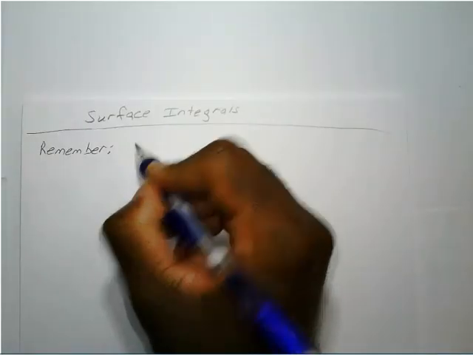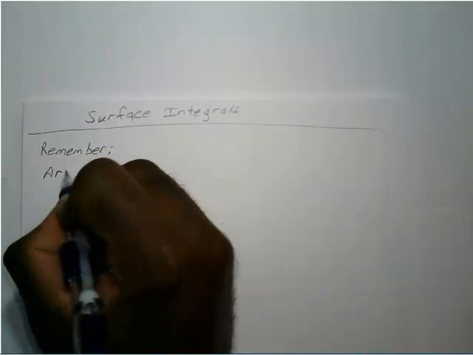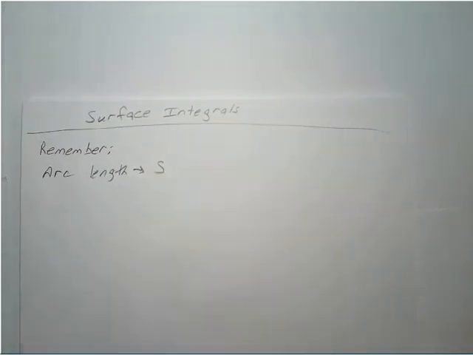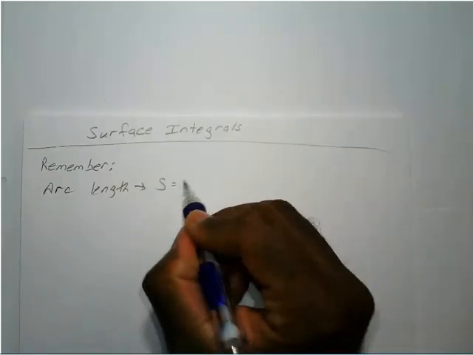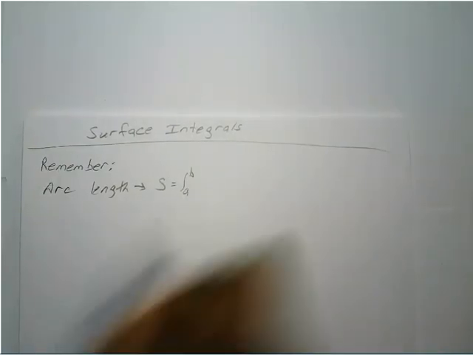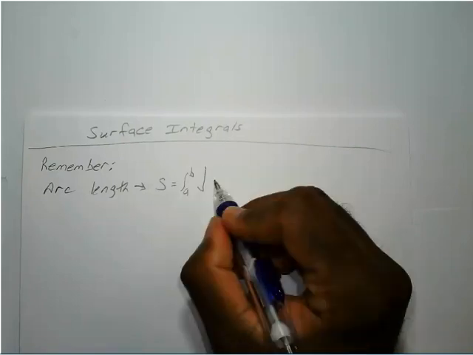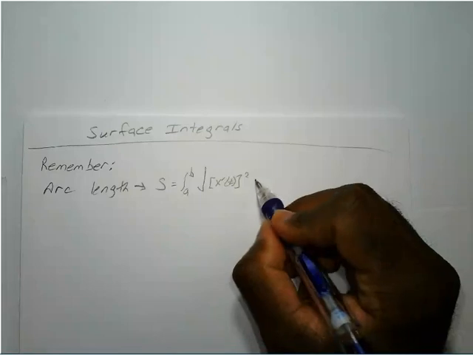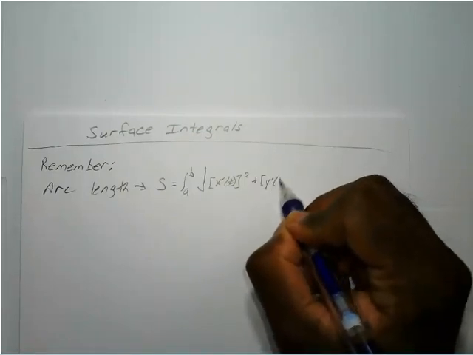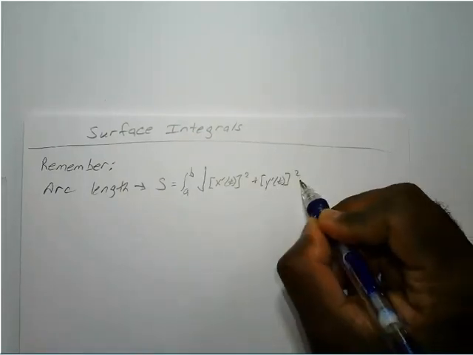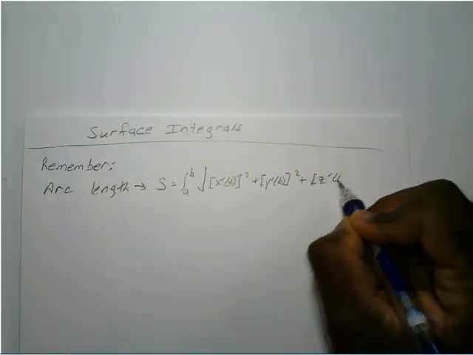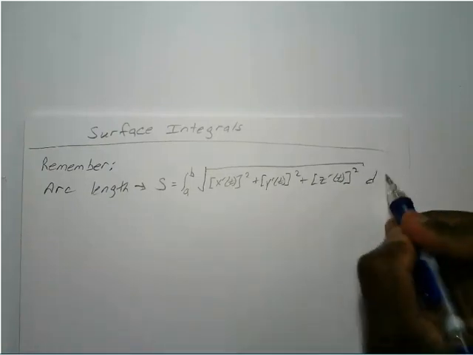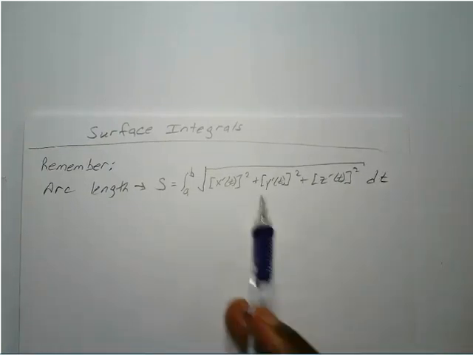If you remember, the formula for an arc length is S equal to the integral from a to b of the square root of x prime of t squared plus y prime of t squared plus z prime of t squared with respect to t. And of course, it's assuming 3 dimensions.